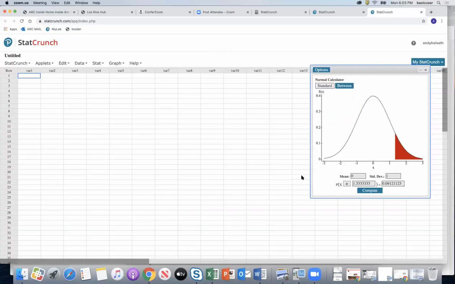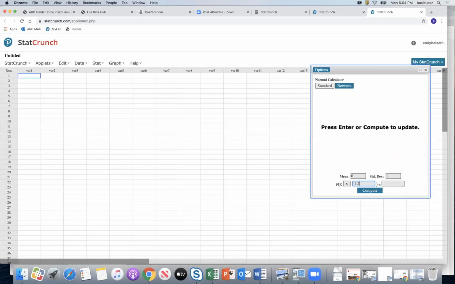or you can do your StatCrunch. Since I have StatCrunch up, I'll just do it less than negative 1.2. Okay, and we're getting 0.1151. If you're using StatCrunch, you'll never have to do like subtract from 1 or anything like that. It'll just give it to you directly, 0.1151. Table should give you the same thing if you want to verify that.